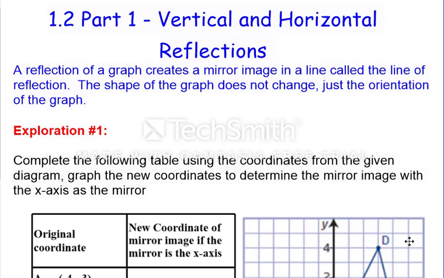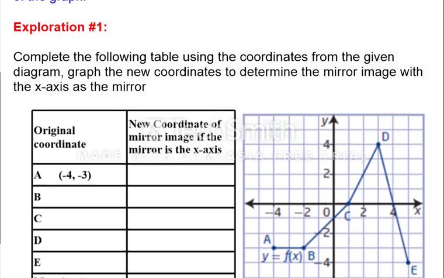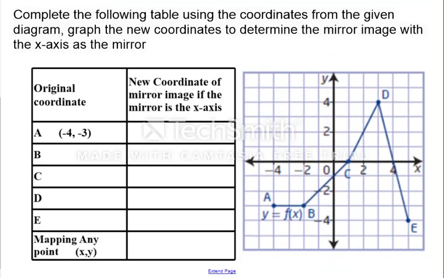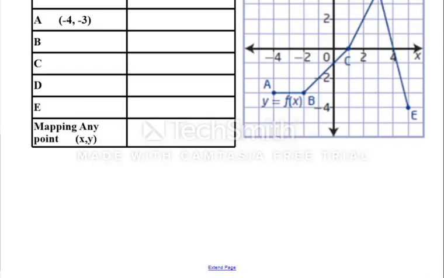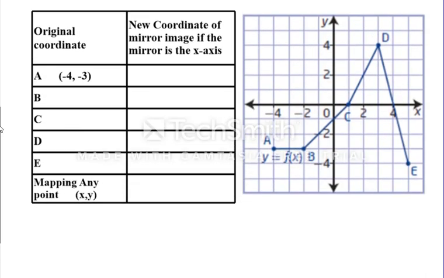Today we're going to be talking about 1.2 Part 1, Vertical and Horizontal Reflections. A reflection of a graph. So what does this look like? Complete the following table using the coordinates from the given graph. Graph the new coordinates to determine the mirror image with the x-axis as the mirror. What that means is we are going to reflect across the x-axis.